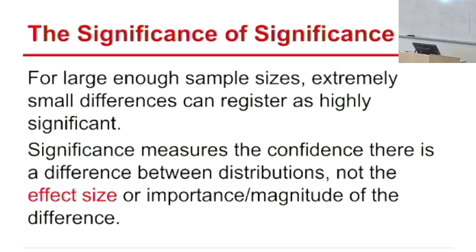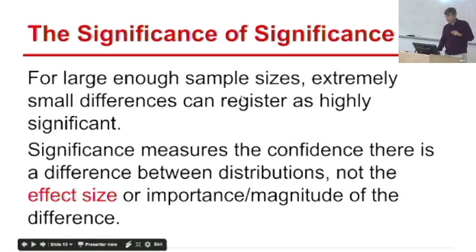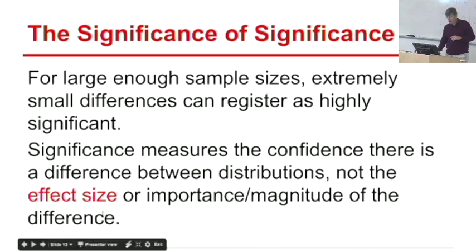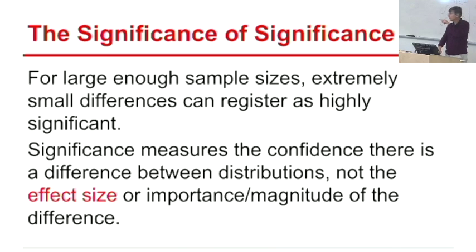Does everybody see the distinction I want to make? Significance is the confidence that the observed difference is real. The notion of an effect size is the notion that the difference we're seeing here is important. And they are different things. Any questions about that?